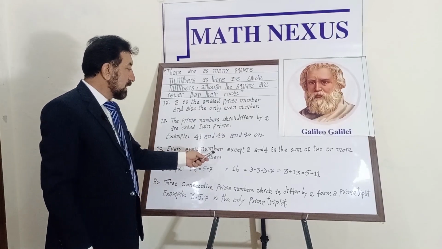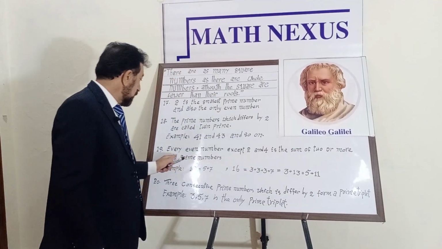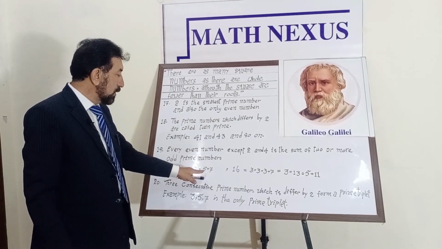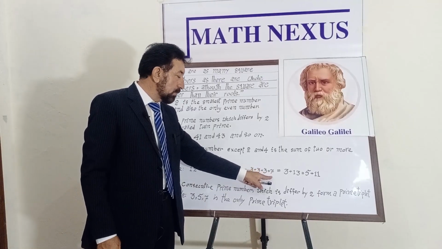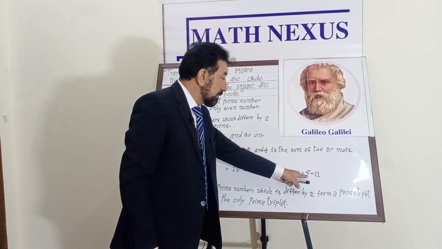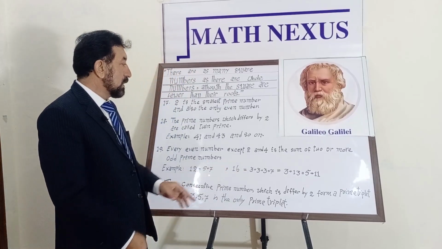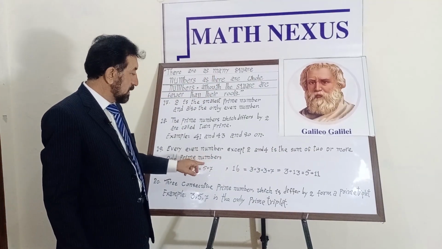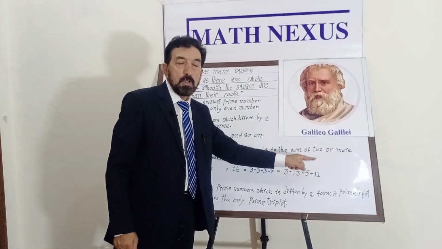Every even number except 2 and 4 is the sum of 2 or more odd prime numbers. Example, 12 equals 5 plus 7, 16 equals 3 plus 13 or 5 plus 11. The sum of 2 or more odd prime numbers is equal to an even number.